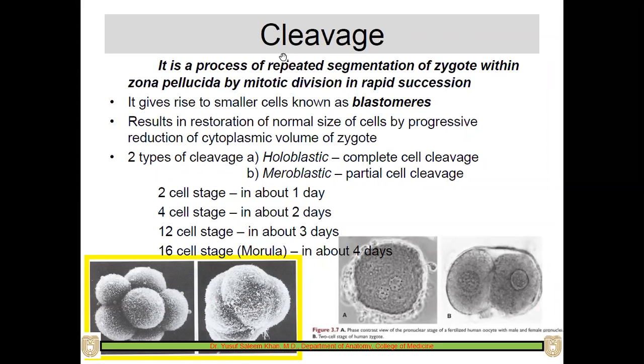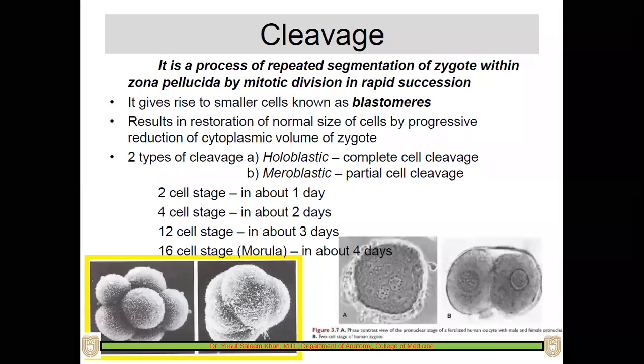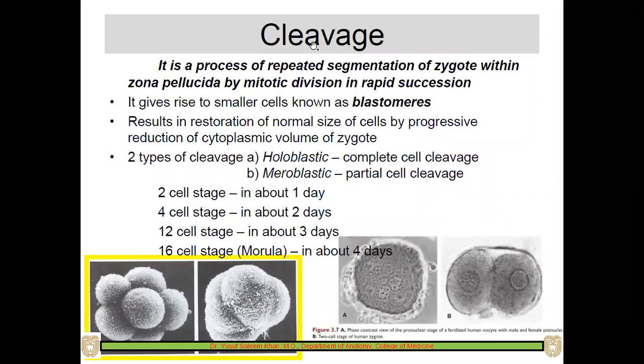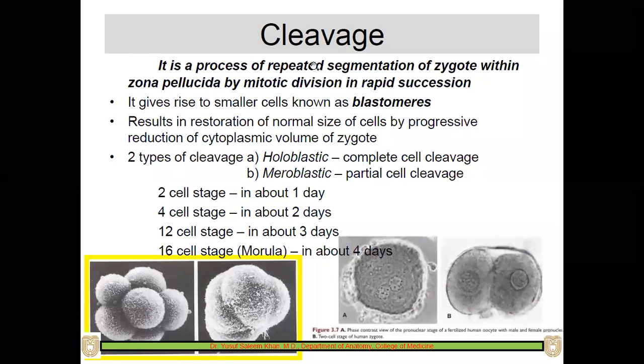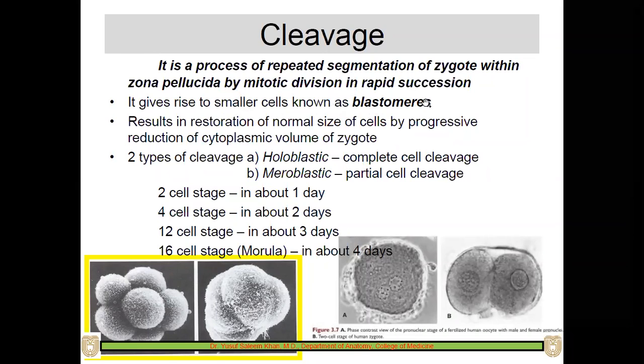So what will happen with this cleavage? It gives rise to smaller cells known as blastomeres. The zygote, which is the fertilized egg, is the largest cell within the body. Normal cells are not such big cells, so now it has to be reduced to bring it to normal size. So this cleavage will give rise to smaller cells, and they are called blastomeres.